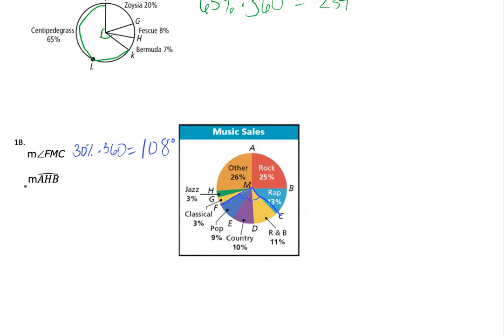And then the measure of arc AHB. Okay, AHB, that is this major arc, 3/4 of the way around the circle. So 75% of 360, you should probably have a good idea that that's 270 degrees. So that's the measure of arc AHB.